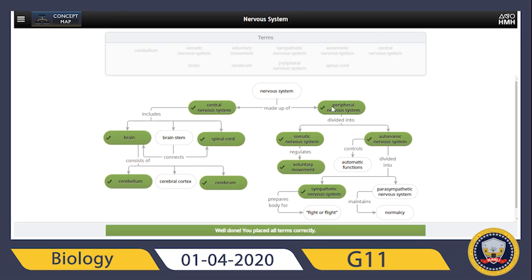The peripheral nervous system, or PNS, is divided into somatic nervous system and autonomic nervous system. The autonomic nervous system controls automatic functions, divided into parasympathetic nervous system and sympathetic nervous system. Now, the somatic nervous system regulates voluntary movement. The sympathetic nervous system prepares the body for fight or flight, stay or what? We already explained this. The parasympathetic nervous system maintains normalcy, so the normal conditions. This concludes our first game revising the nervous system.